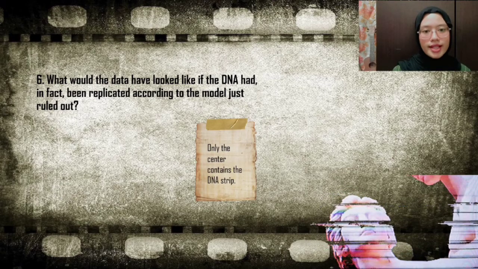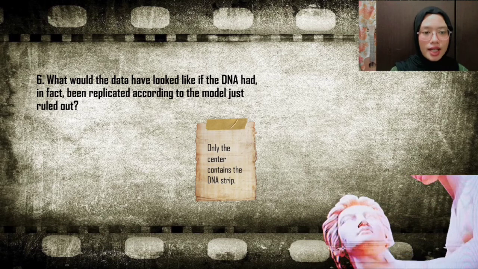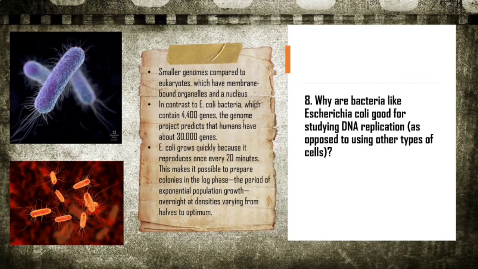For question number 6, what would the data have looked like if the DNA had in fact been replicated according to the model just ruled out? The answer is only the center contains the DNA strip. For question number 7, the answer is only a little strip of mixed 14N and 15N DNA would remain at the bottom of the tube, while the rest would have been less dense than 14N DNA.